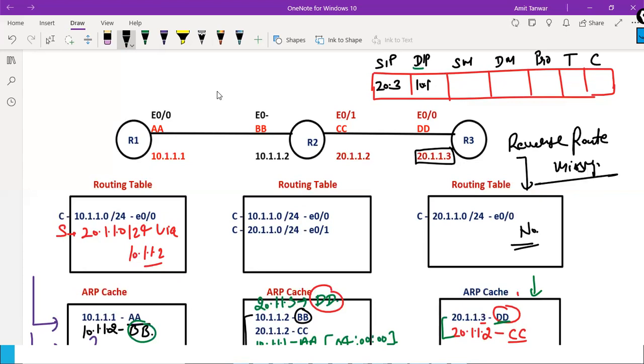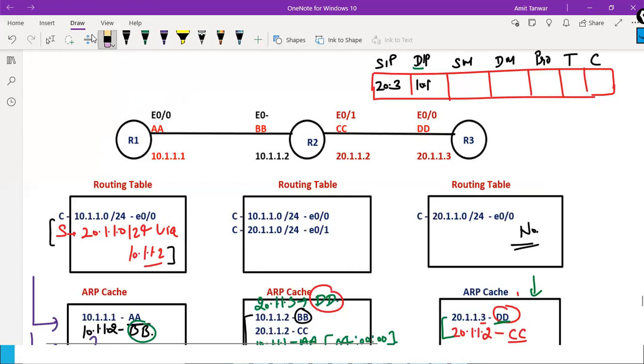Means you know how to reach from Bangalore to Delhi, but you don't know how to come back from Delhi to Bangalore. So this is one way, because previously we entered this manually. In router 1, we updated its routing table on how to reach the 20 network. But right now, router 3 is not aware of how to go back to the 10 network. So again, routing will be required, and which one? Static routing.